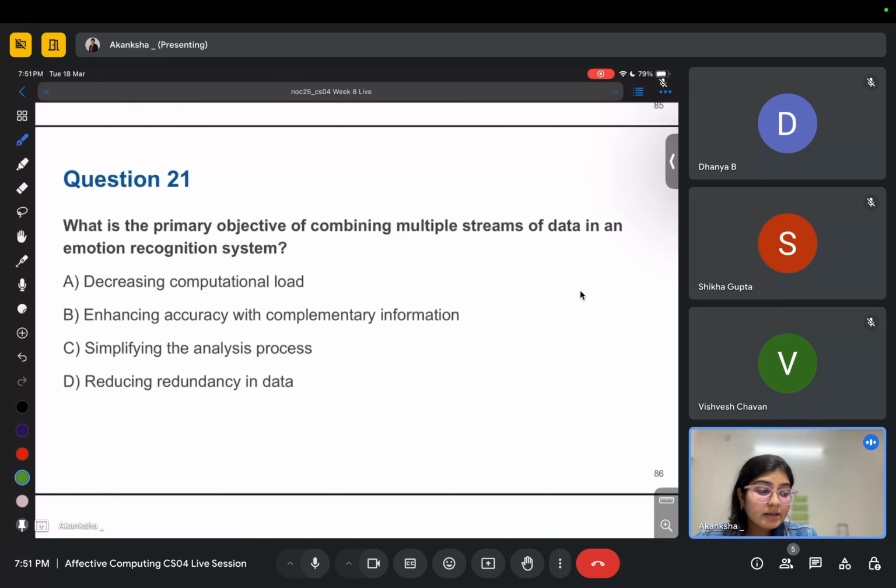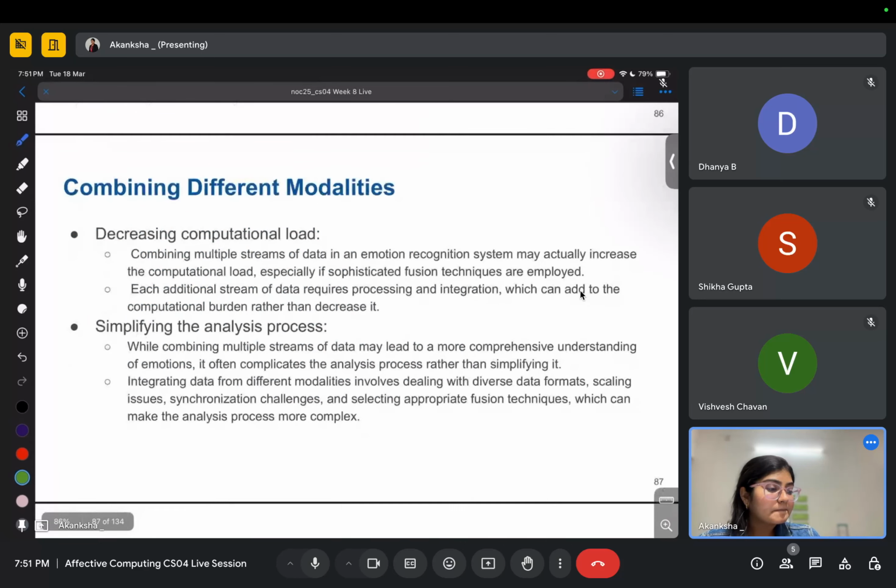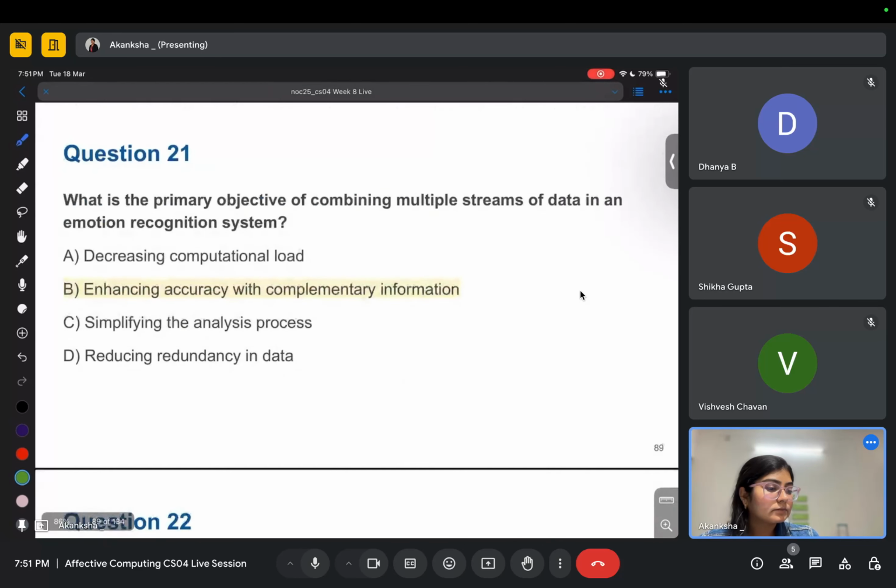Then reducing redundancy in data. No, because redundancy is caused by adding more modalities. Our goal is to reduce redundancy, but if we add more modalities, it will introduce some kind of redundancy, so this is incorrect. So the correct answer is B. Okay, these slides will be available, so if you want to go through the content, you can go through it later.